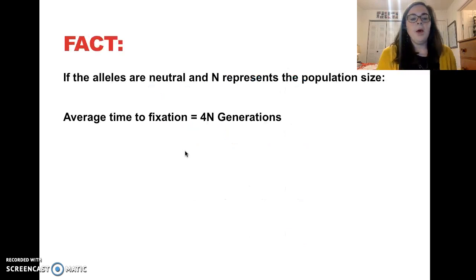There we go. So let's go over some numbers associated with genetic drift. So if the alleles are neutral, meaning one is neither dominant nor recessive, and they have the equal ability to be passed on, and N represents the population size, then the average time to fixation is 4N generations.